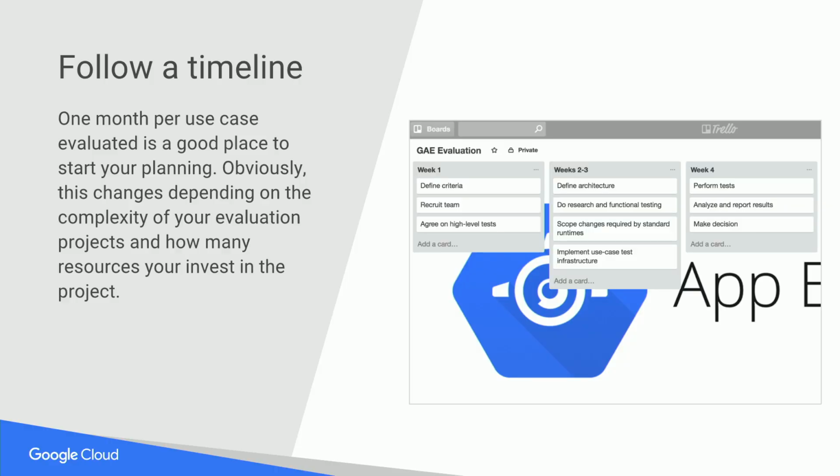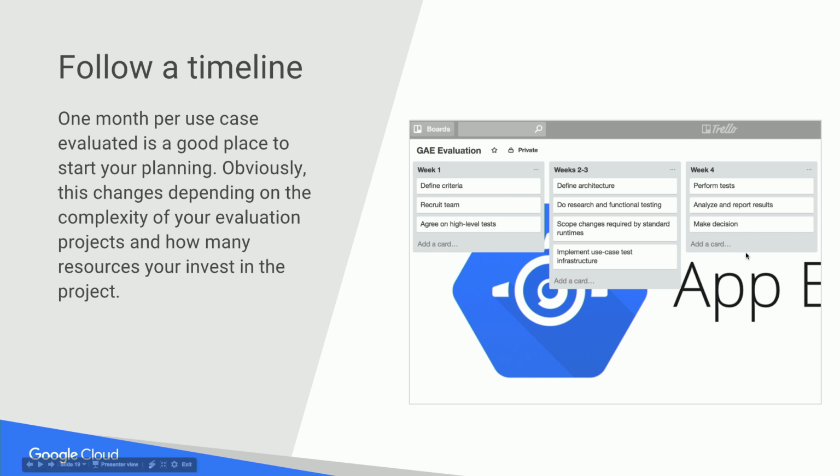Again, follow a timeline. So typically you can make an application that proves out how well App Engine will work for you within a month. If it's more complicated, it'll take longer. If you have more people, it'll take less time. And you want to break it down into 3 phases. There's a phase where you define your criteria and you recruit your team and you agree on your high-level tests. There's a section of time where you do some research, you do some point testing, you make sure you actually understand how App Engine works and how you're going to build your thing.